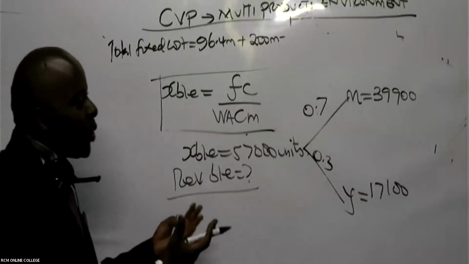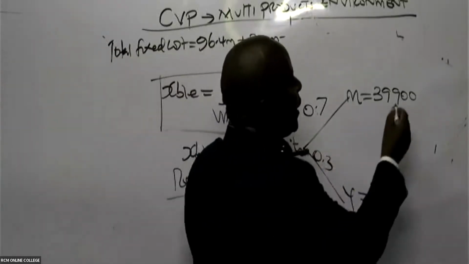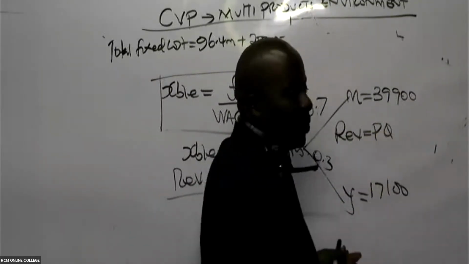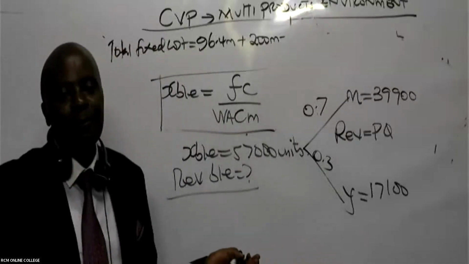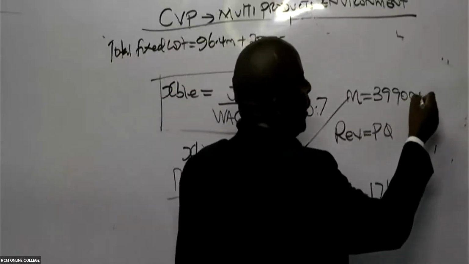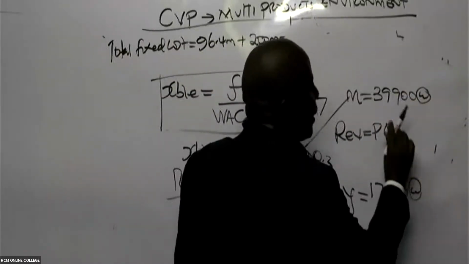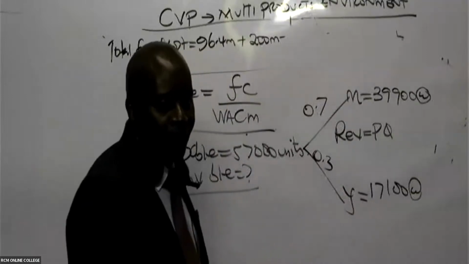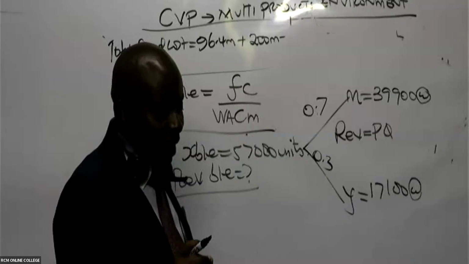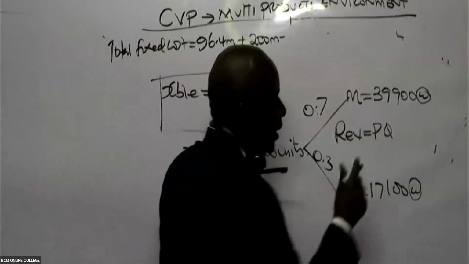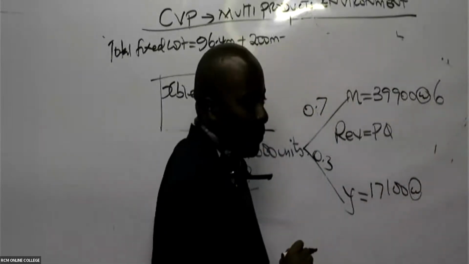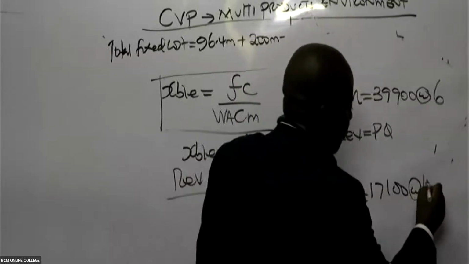You are the students who told me that, when you have this number of units, to convert this to money, you know that revenue will be equal to price times quantity. So these are the individual quantities. So go ahead and multiply them with their prices. Do we know what the selling price of M is? It's given in the question, isn't it? Selling price of M is 6. How about selling price of Y? 12. Thank you very much.